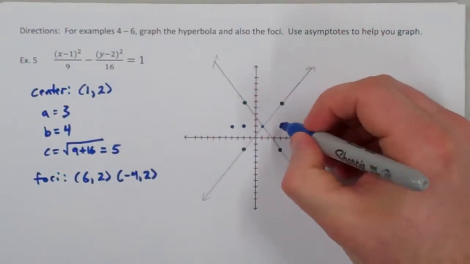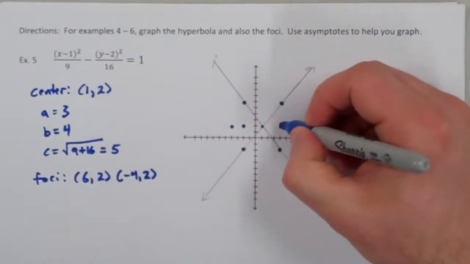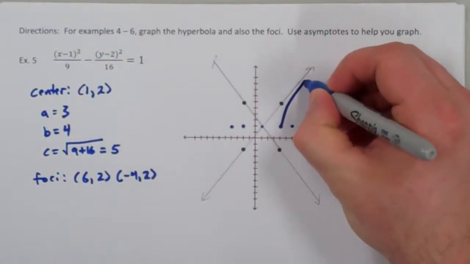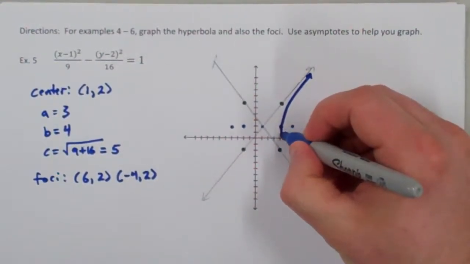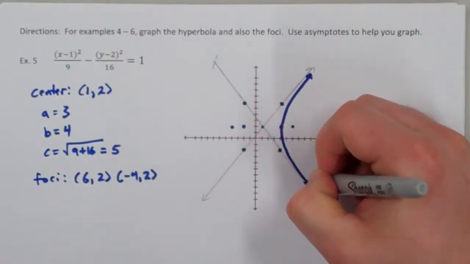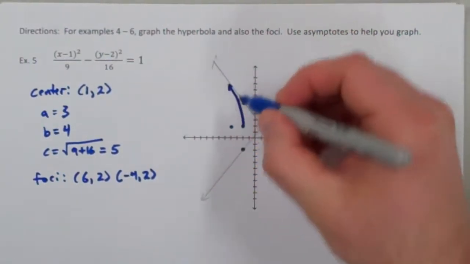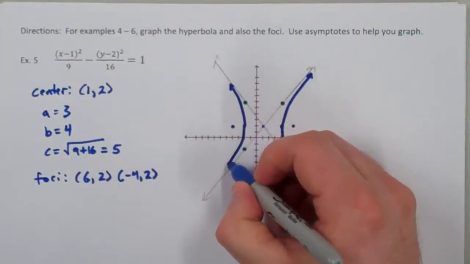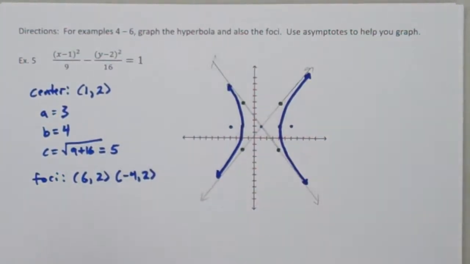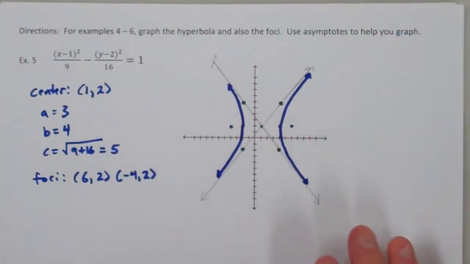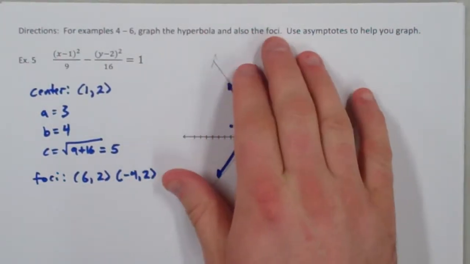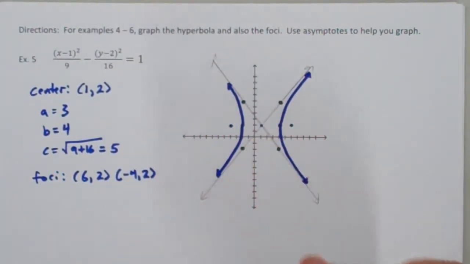Then all we need to do is take each one of these vertices right here and draw a nice curve shape. That curve has to get close to, but not cross, each one of the asymptotes. So this shape is going to look something like this. And that's it, really. We've got the hyperbola, we've got the foci, and we used asymptotes to help us graph.